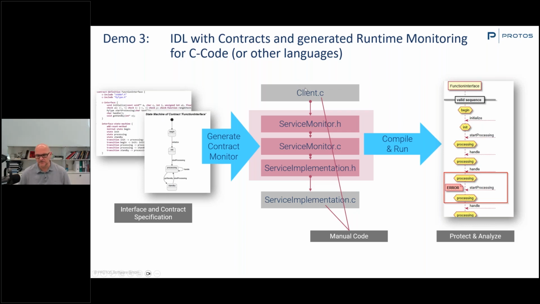So we generate the monitor to sit between the caller, the client, and the service implementation. And now when I compile this and run this, you get for every single call the proof that it's correct. And if it's not correct, you get for example, in this case, a sequence diagram that tells you exactly what happened, where you called the wrong function, in which order have the functions been called, and so on. So those are the three demos.